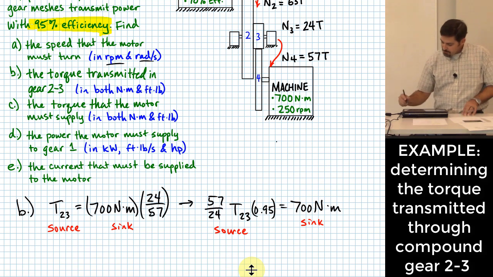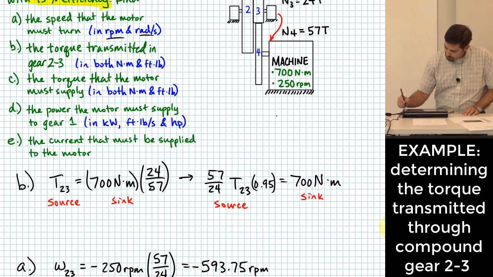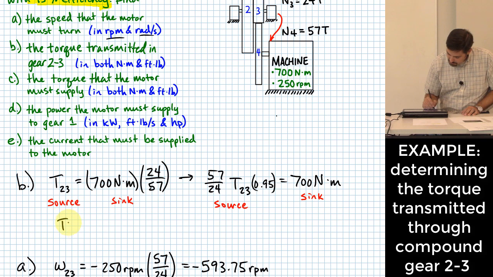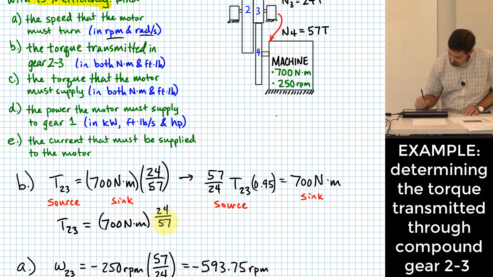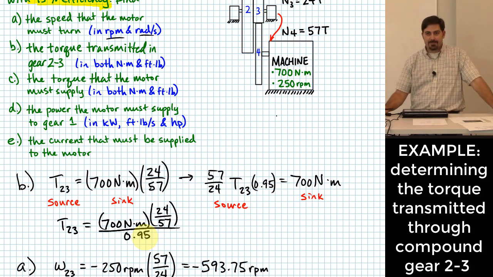Once we've got it in this form, I probably want to boil it back out again and say T23 is actually going to be equal to 700 Newton meters, right, times 24 over 57, but I'm not multiplying, I'm dividing by 0.95. That's the reason I went through all that in a little bit more formal way, or a little bit more extra work to show it. Why I'm dividing by 0.95, not multiplying. Yes?